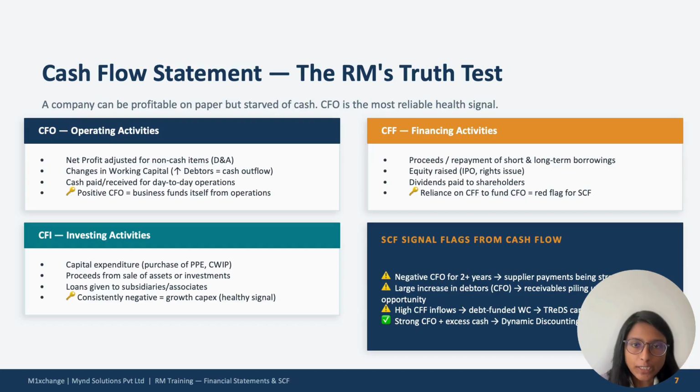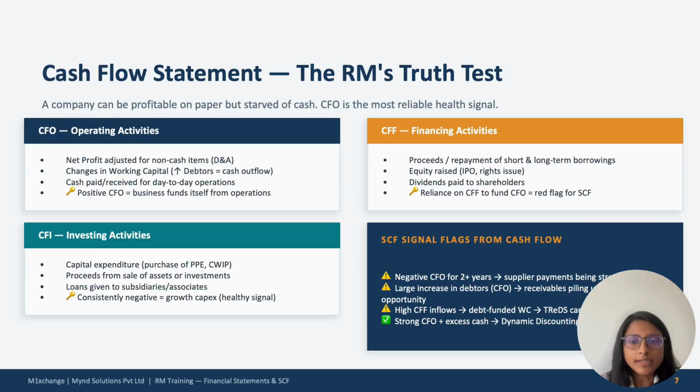Fine. So the cash flow from operations is the net profit adjusted for non-cash items like depreciation and amortization, plus any changes in the working capital. So if my debtors are going up, then it's a cash outflow, right? If money is going out to fund the receivables and not coming in, then it's a cash outflow. If my creditors are going up, then it's a cash inflow, because the company is using supplier credit, right? It is not immediately paying.